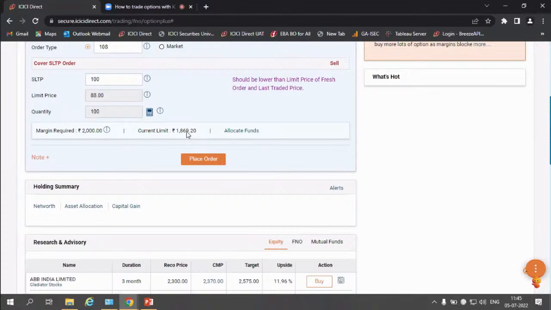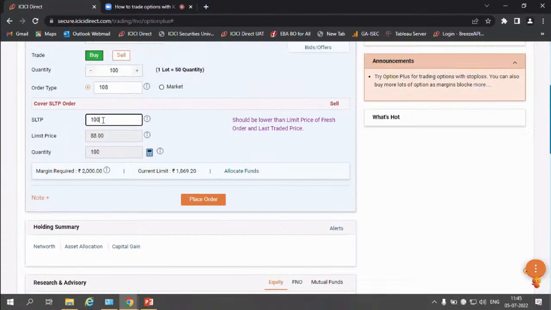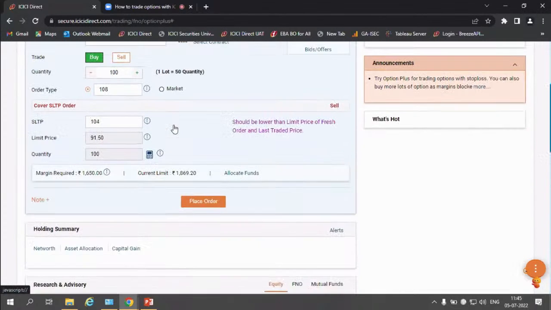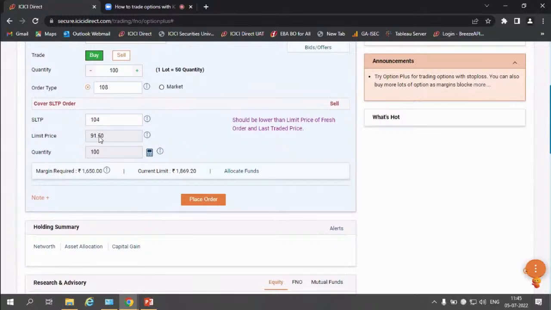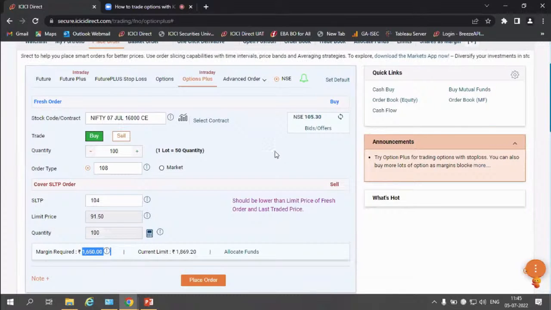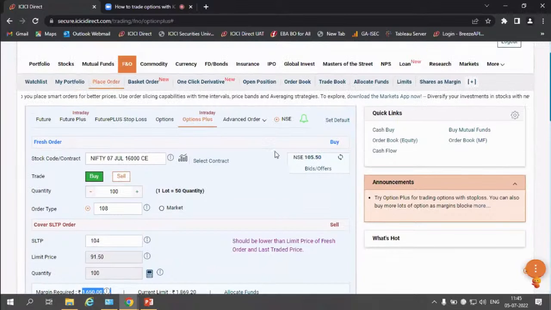At the moment I have like 1,800 rupees. So if I put my stop loss of, let's say, 104, my limit price has actually gone up, so the margin required is now 1,650. Now I will be able to place the order. So this is as simple as it is. This is the new feature that we have added onto our system, and you'll be able to take advantage of this particular one.